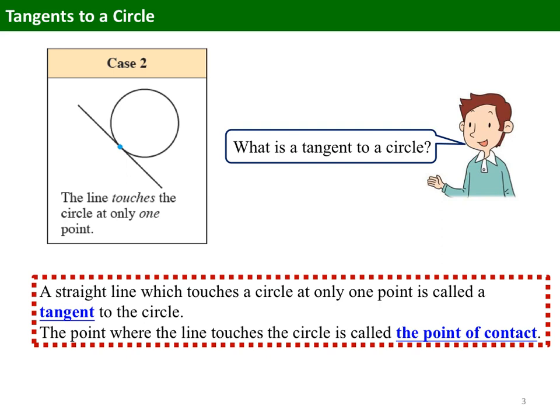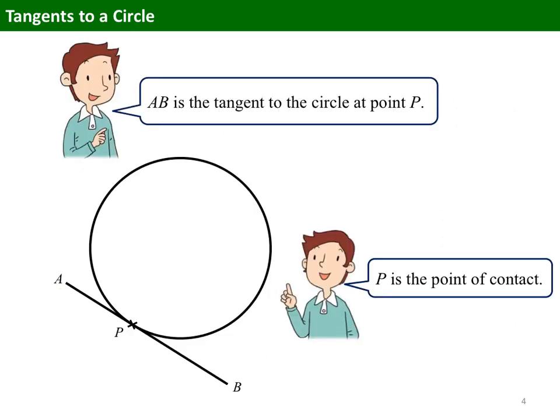In this chapter, we focus on case 2. A straight line which touches a circle at only one point is called a tangent to the circle. This is tangent. The point where the line touches the circle is called the point of contact. As you can see, the yellow line is tangent, and the green point P is the point of contact.